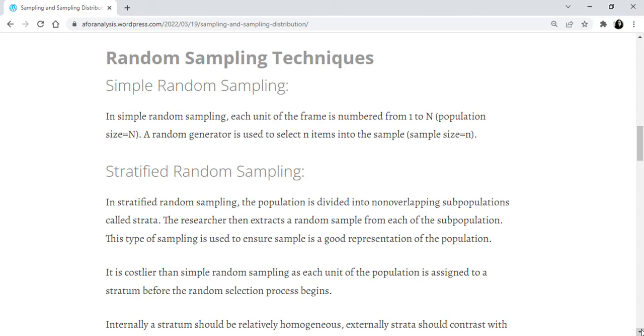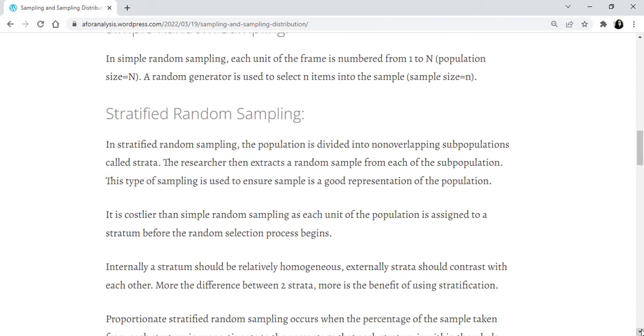The first one is simple random sampling. In simple random sampling, each unit of the frame is numbered from 1 to capital N, where capital N is the population size. A random generator is used to select small n items into a sample. Small n is actually the sample size. These are the notations we will use throughout statistics, where capital N will be population size and small n will be the sample size. Next we have stratified random sampling.